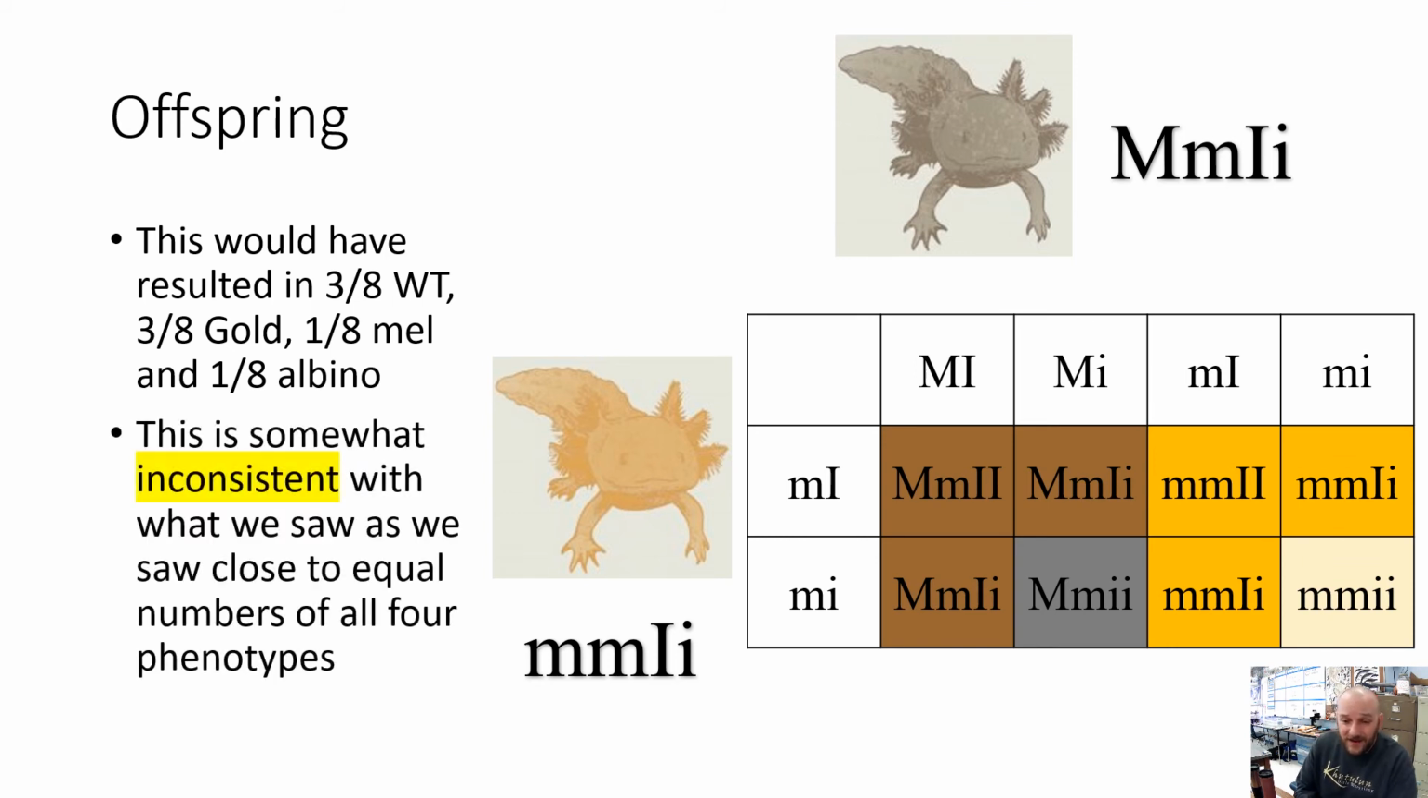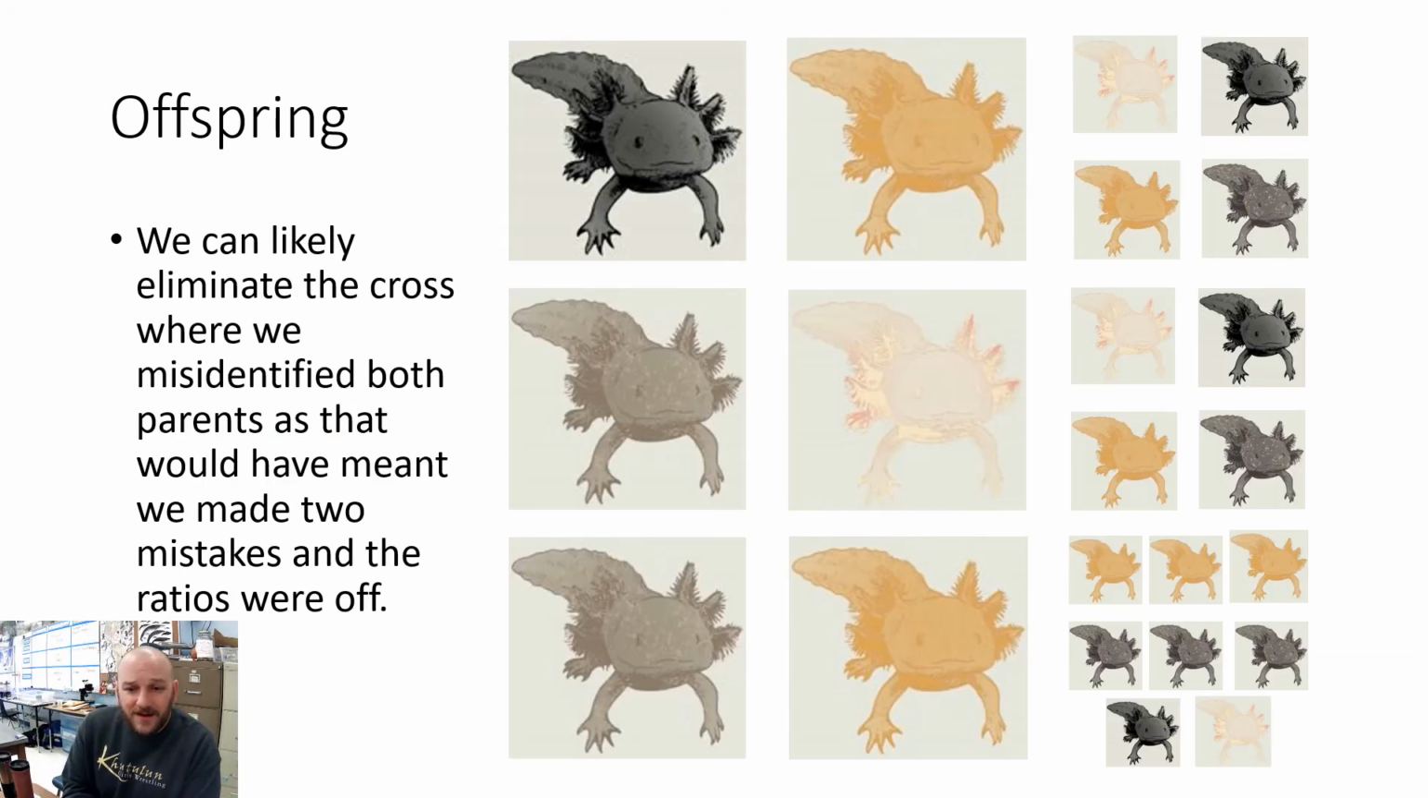This is kind of inconsistent with what we saw. Although we did see all 4, we saw them in equal numbers. And this is predicting we would see much more in terms of wild types and goldens than melanistics and albinos. Now, that's not exactly what we saw. So even though this is possible, it's somewhat unlikely.